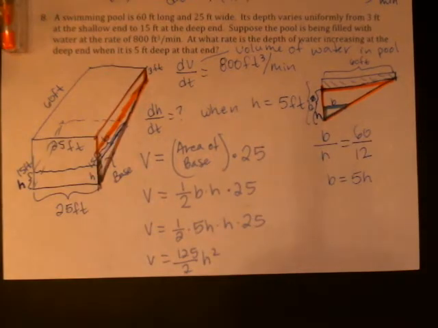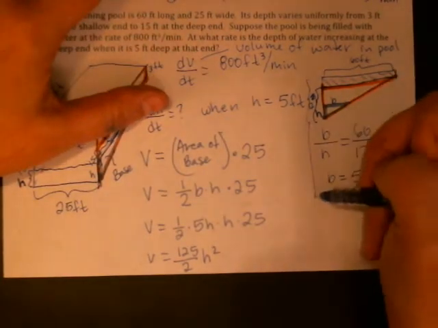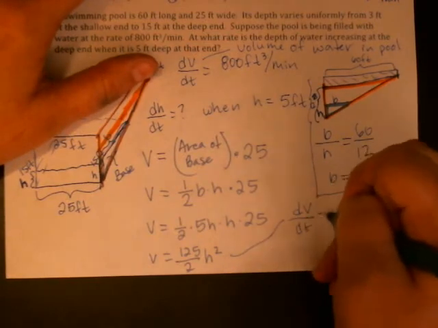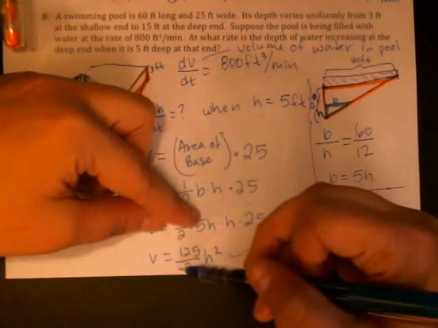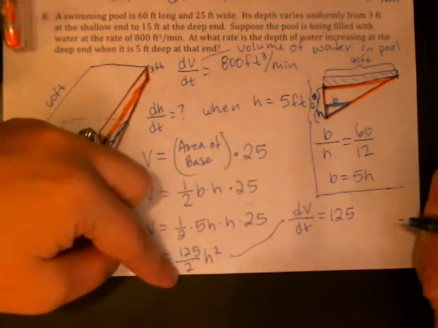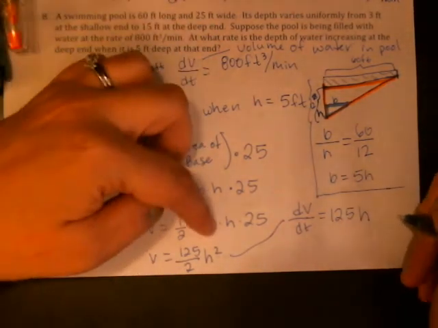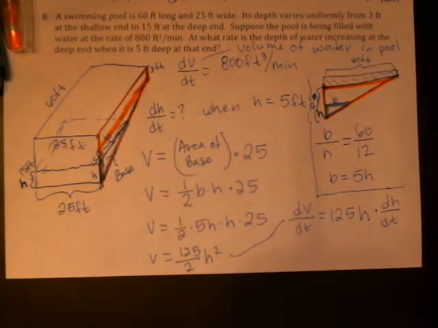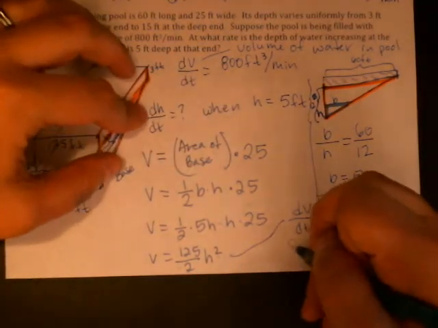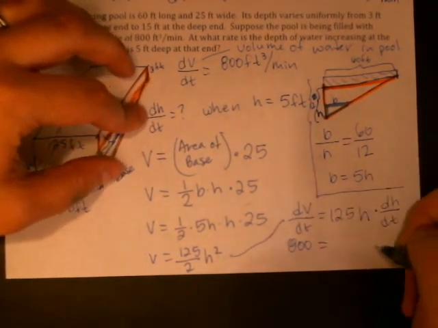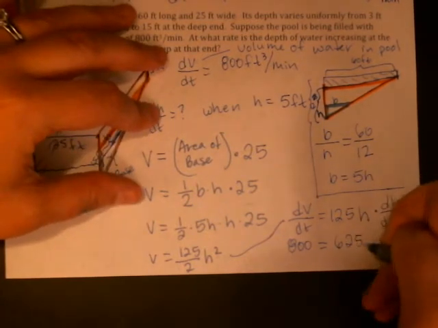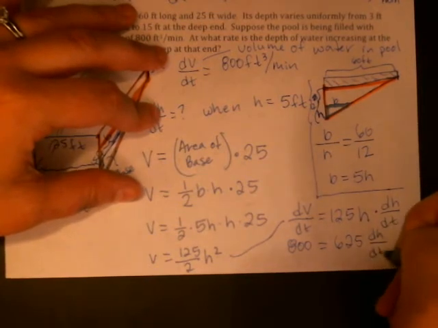Okay, finally, this is the hard work, getting the formula. And then we're ready for a derivative. So dV/dt is equal to, the 2 drops down in front, which cancels out the 2 in the bottom of the fraction, and we get 125H, and then don't forget the chain rule, dH/dt. We know that H is 5, and dV/dt equals 800. So we have 125 times 5, which is 625, dH/dt.